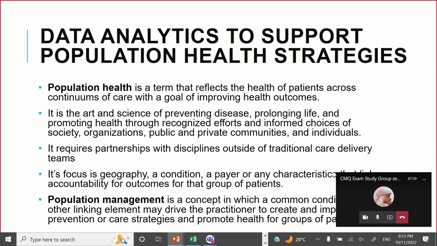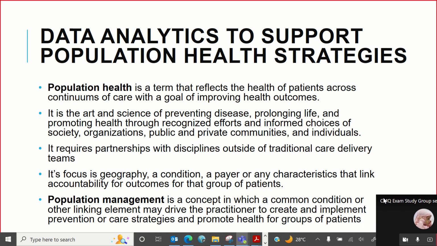It might also focus on a payer, so a certain insurance group, or any characteristics that links the accountability for outcomes to that group of patients. So it doesn't only stop with these. You could group any group of populations or patients under this, and then study their healthcare and how it's impacted by a certain management.